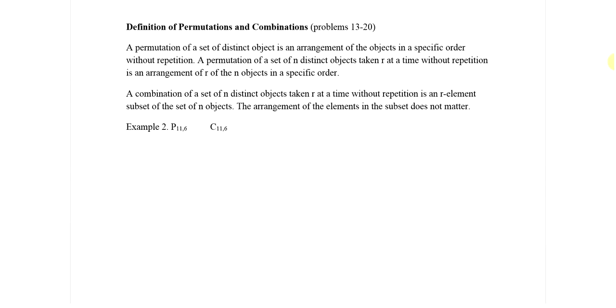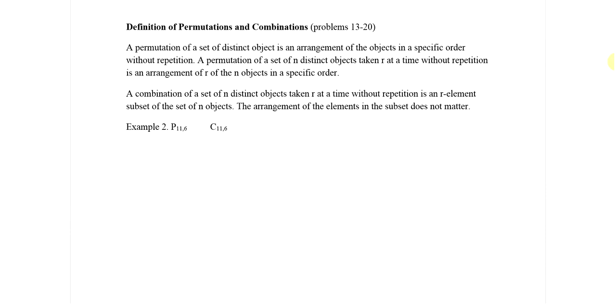Okay, the definition of permutations and combinations as seen in problems 13 through 20. A permutation is a set of distinct objects in an arrangement of the objects in a specific order without repetition. A permutation of a set of n distinct numbers taken r at a time without repetition is an arrangement of r of the n numbers in a specific order. So if we have n things and we are choosing r of them.